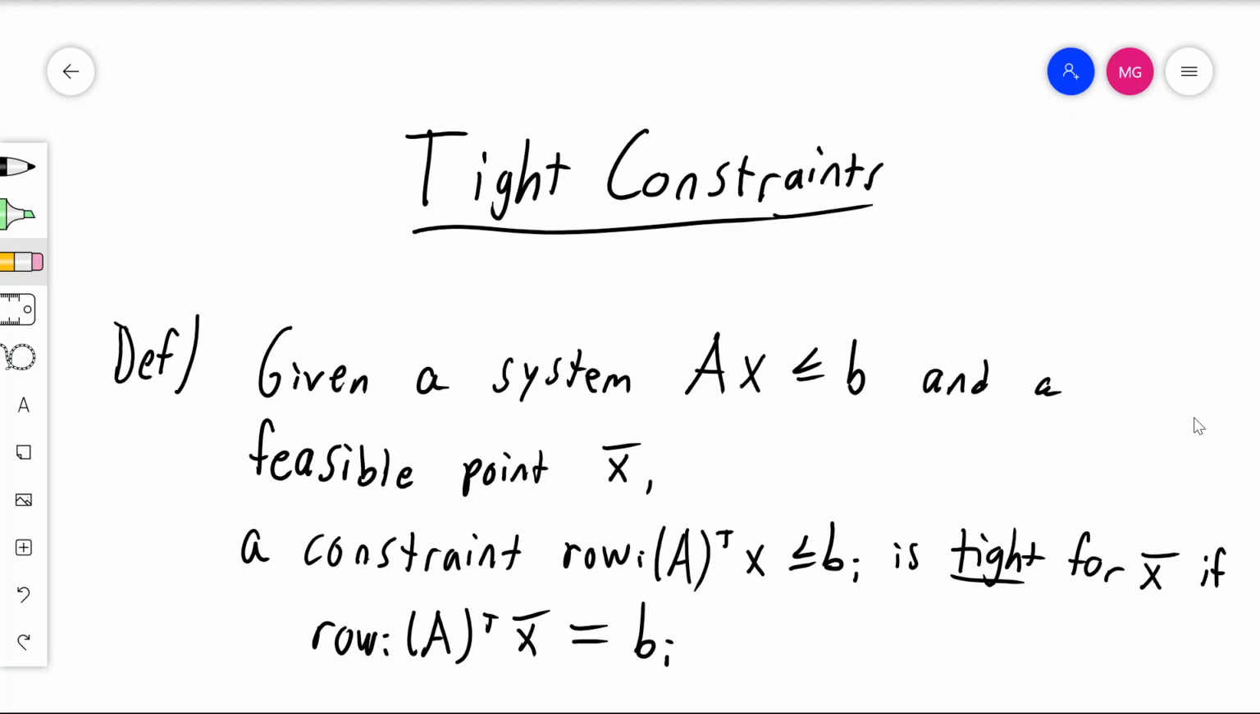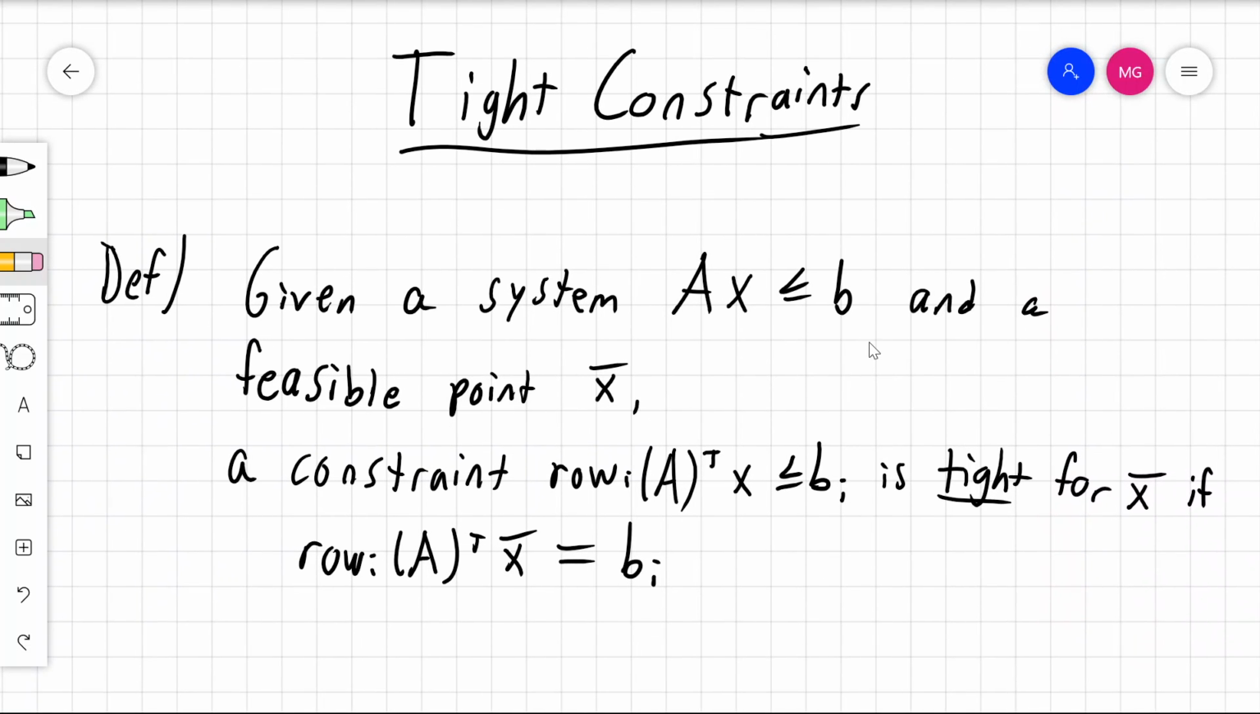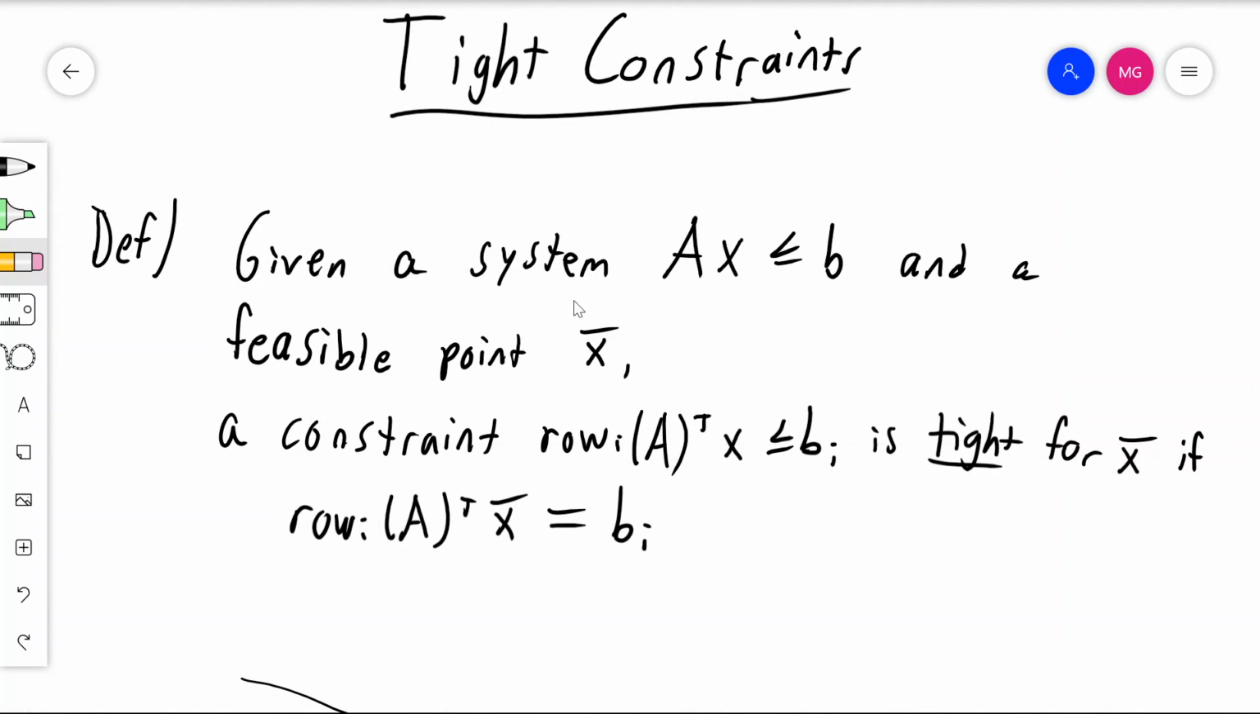In order to achieve that goal, we need to talk about something called extreme points of polyhedra. That's the next important geometric feature we need to show. That's the main one, really. To even talk about extreme points, though, I first need to introduce you to this idea of tight constraints. That's what this video will be on. It's an introduction to that idea. So let's get started with tight constraints and see what that is.